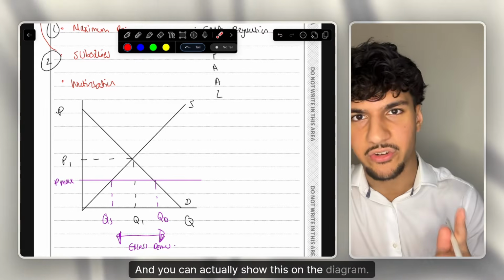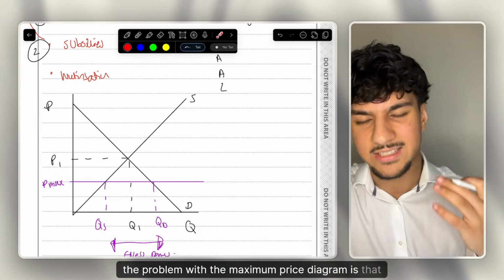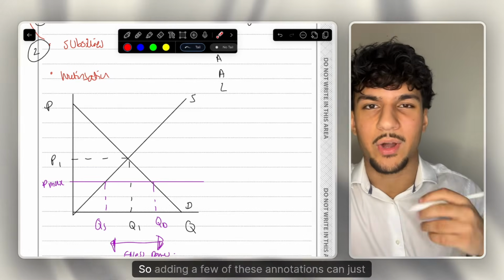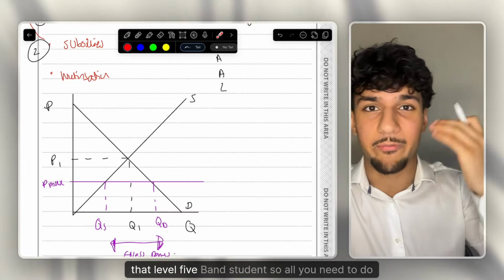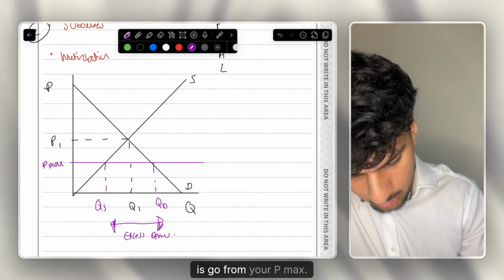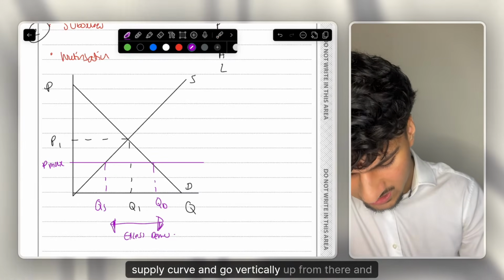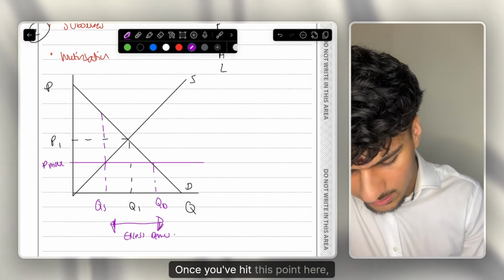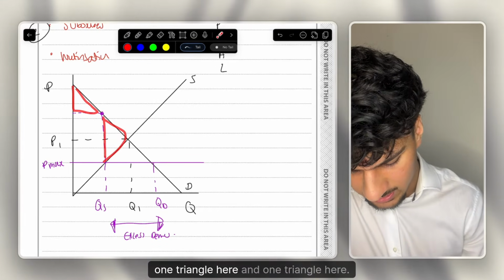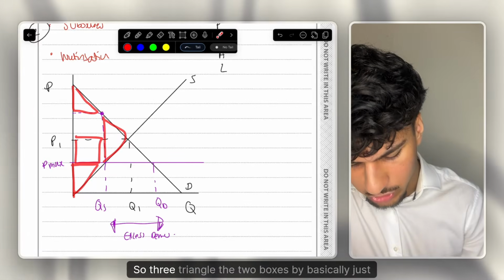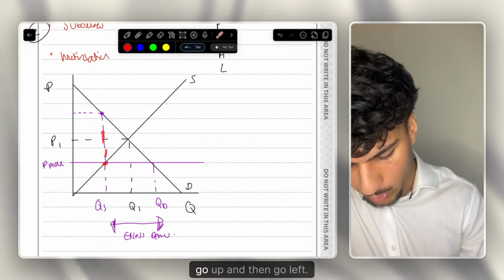And you can't actually show this on the diagram. This is not needed, but since the problem with the maximum price diagram is that it's a very simple, very straightforward diagram, adding a few of these annotations can just elevate that level and show you that top level, that level 5 band student. So all you need to do is go from your Pmax, so at that point where your Pmax intersects the supply curve, and go vertically up from there. And then from there, once you've hit this point here, go left. Now this should mean you have 3 triangles, so 1 triangle here, 1 triangle here, and 1 triangle here, then 2 boxes. So 3 triangles and 2 boxes by basically just going from where supply equals your Pmax, go up and then go left.